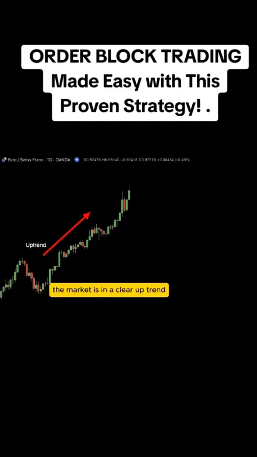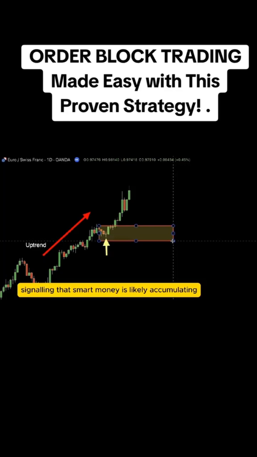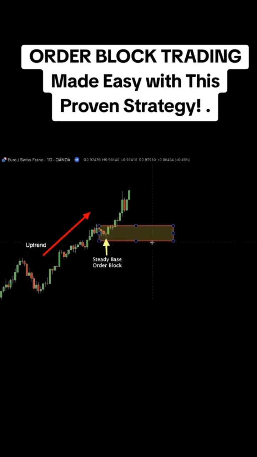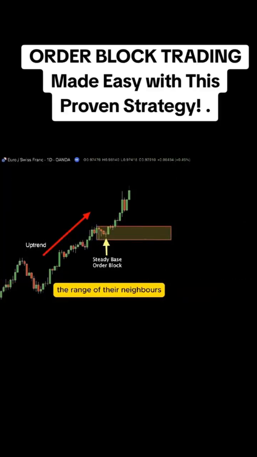The market is in a clear uptrend. After a significant move higher, the price pauses, forming a steady base order block, signaling that smart money is likely accumulating buy positions. On the daily chart, we spot a steady base order block made up of 4 candles, where none of the candles break the range of their neighbors. This shows that smart money is preparing to continue pushing the market higher.